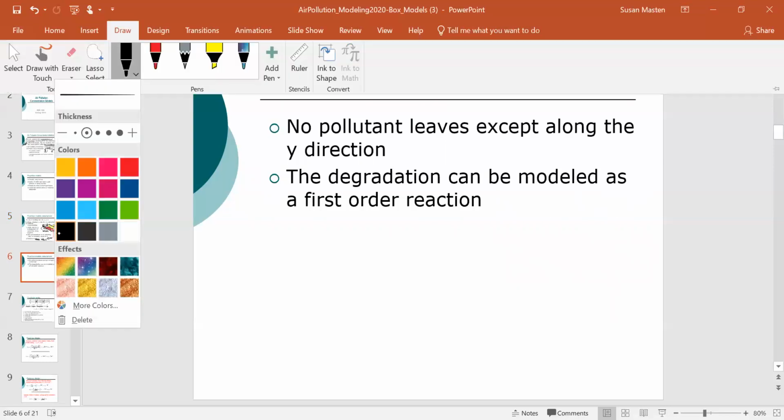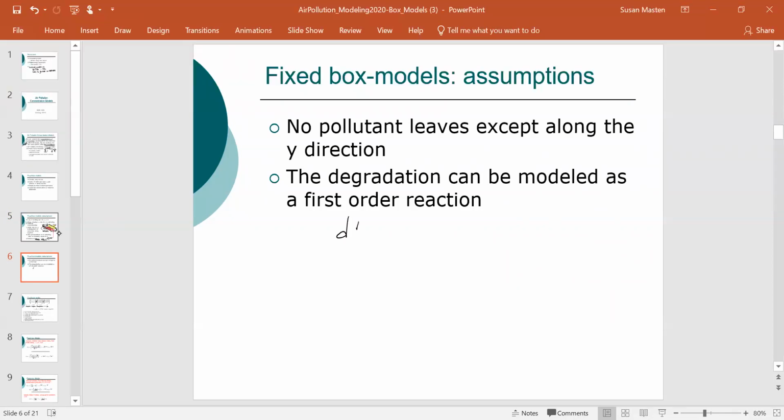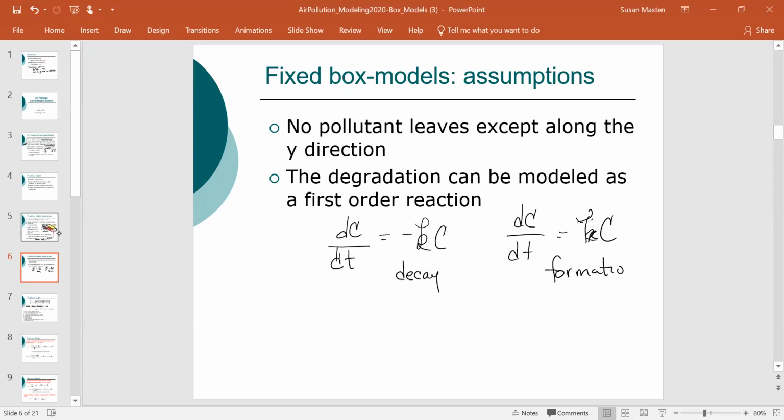And then the last thing we will assume is that we can use first order kinetics. So again, we just have the change in concentration with respect to time is equal to, if we have decay, it's a negative. So this is decay. If we have formation, then it would be positive. So here we have formation. And in all cases, we're looking at a first order reaction.